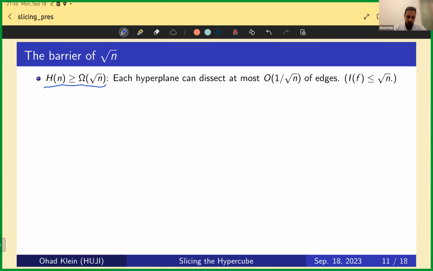The way to show that is just to argue that each hyperplane can dissect at most 1 over square root of n of the number of edges of the entire hypercube. So this is a Sperner-like theorem, that the largest layer of the hypercube is the middle layer. This is also equivalent to the statement that the influence of monotone Boolean functions is at most square root of n. And this was known from the beginning about this problem.